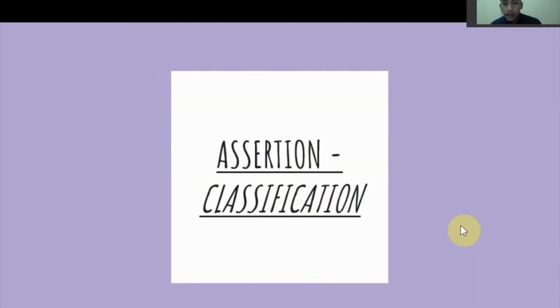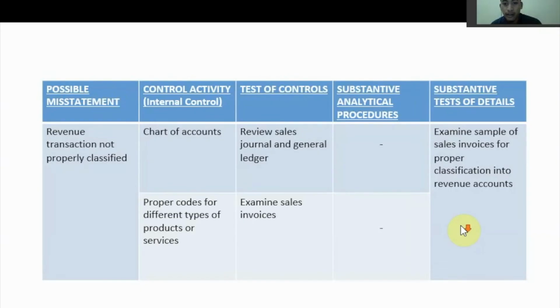And the last but not least session is classification. The possible misstatement is revenue transaction not properly classified. The control activity is the chart of accounts and review of the sales journal and general ledger. That is from me. Thank you.